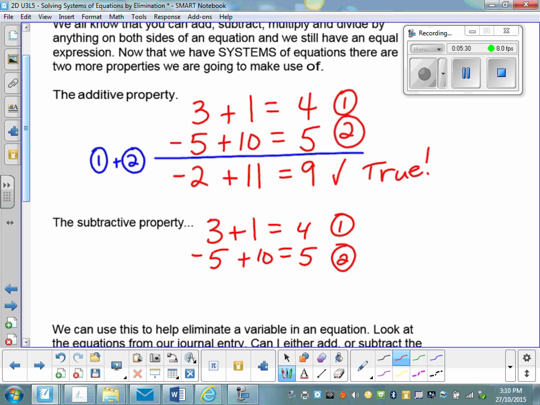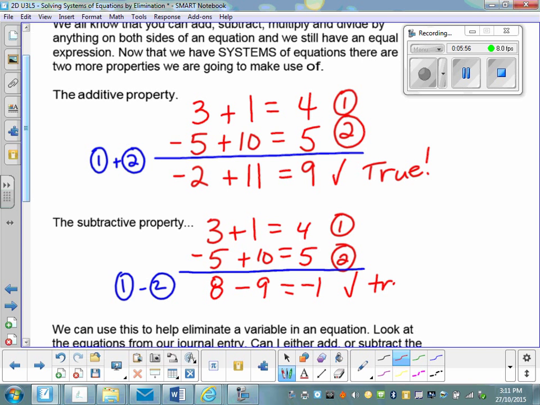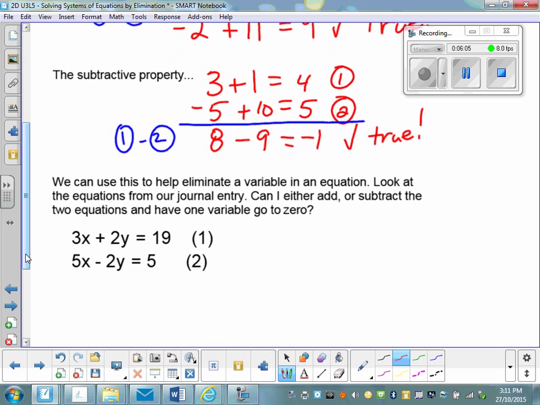So this time, if I subtract these equations, so if I take the terms in equation 1 and subtract the terms in equation 2 that they line up with, it's going to be 3 subtract negative 5, it's going to be 3 plus 5. 1 subtract 10 is going to be minus 9. And 4 subtract 5 is going to be minus 1. And once again, we see that if we subtract the equations, we get a true answer as well.